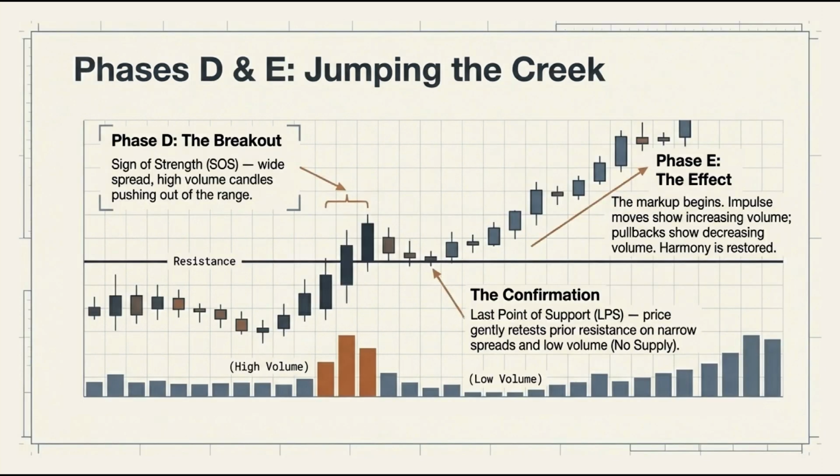As the market moves into Phases D and E, harmony is restored between price and volume. Phase D features the sign of strength, SOS, characterized by widespread, high-volume candles pushing aggressively out of the range. This is followed by the confirmation, known as the last point of support, LPS, where price gently retests the prior resistance on narrow spreads and low volume, indicating there is no supply left to stop the move. Finally, in Phase E, the effect, or markup, begins, where impulse moves show increasing volume and pullbacks show decreasing volume.